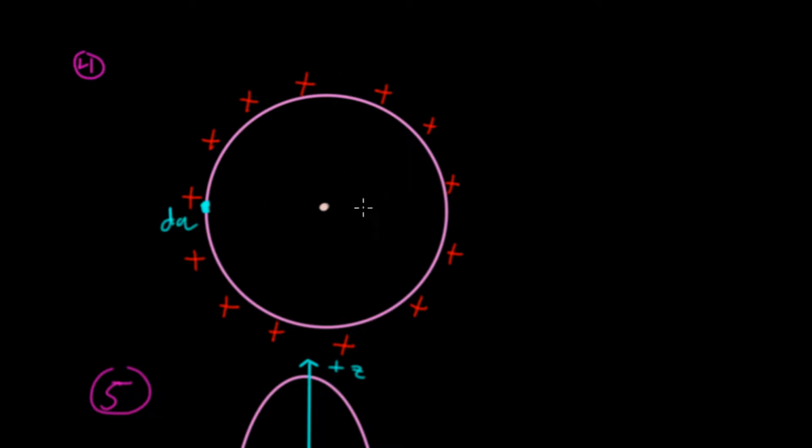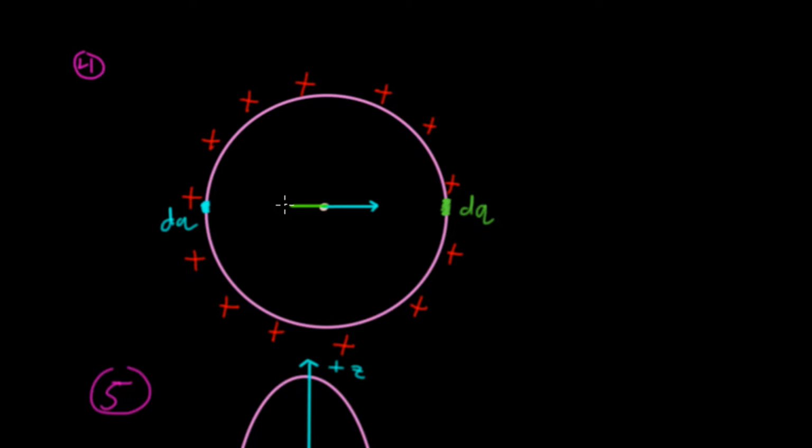And to help visualize what the net electric field vector is here, we're going to pick another dq on the opposite side of the ring. So let's pick this dq. So this is some other infinitesimal amount of charge. And let's try drawing the electric field vectors due to each dq at this point. So electric field vectors point away from positive charge. So the electric field vector due to the dq on the left is going to look something like this. And then if we draw it for the dq on the right, we end up getting something like this.